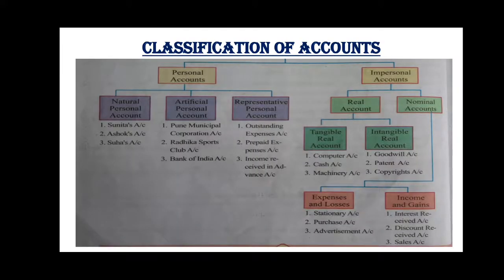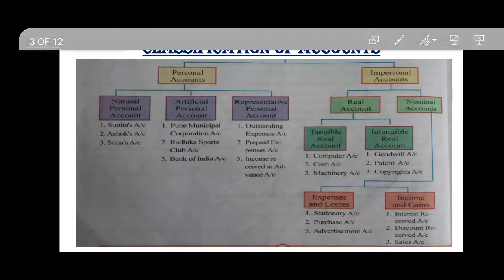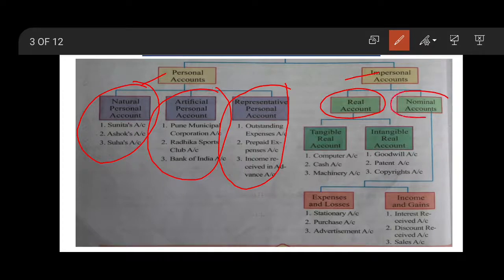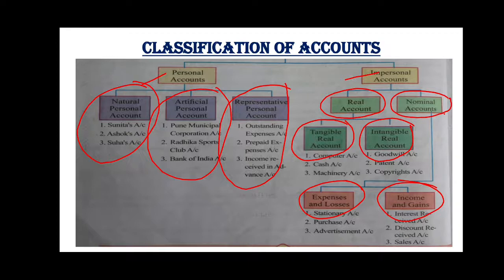The classification of accounts. Accounts are mainly classified into two categories: personal account and impersonal account. Personal account is further divided into three categories: natural personal account, artificial personal account, and representative personal account. Impersonal account is classified into real account and nominal account. Further, real accounts are classified into tangible real and intangible real accounts, and nominal account is classified into expenses and losses, and incomes and gains. So let's study the personal account first in detail.